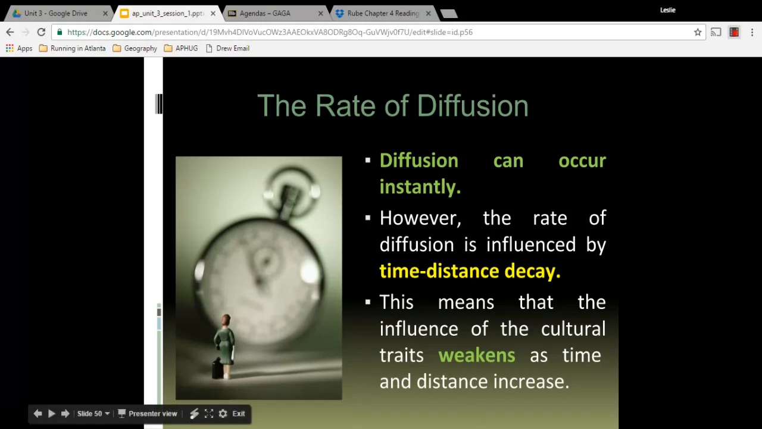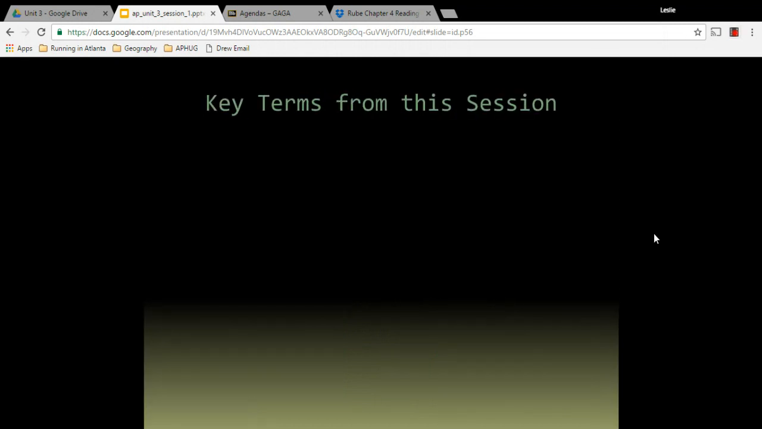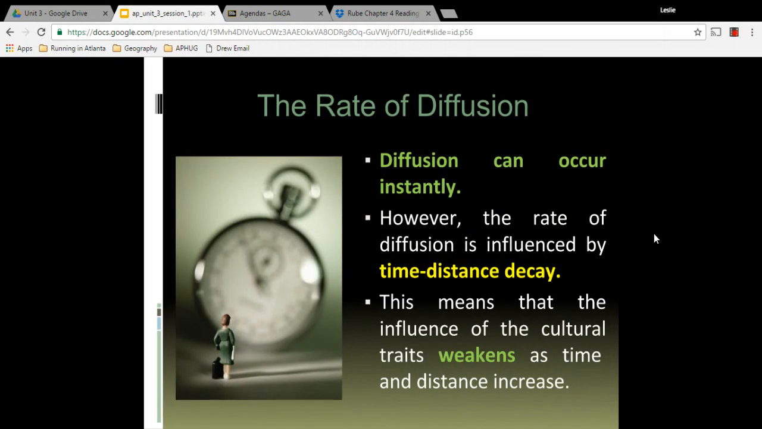Okay, so we are going to continue going. All right, so the rate of diffusion can occur instantly. However, the rate of diffusion is influenced by time distance decay. This means that the influence of the cultural traits weakens as time and distance increase.